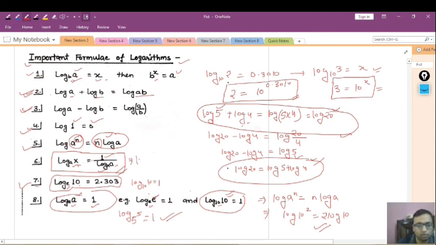And one more thing you have to remember, that the logarithm of a negative number is not defined. No negative number can have any logarithmic value because it is not defined. So this is all for today, and in the next lecture we will start our first chapter, that is physical world. Thank you.